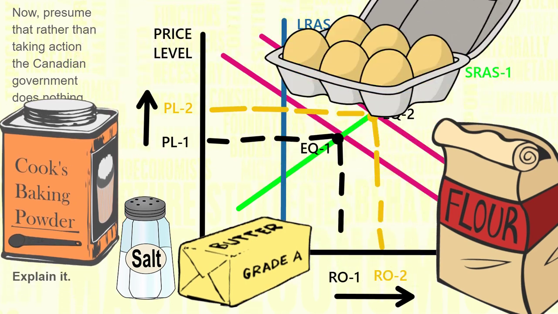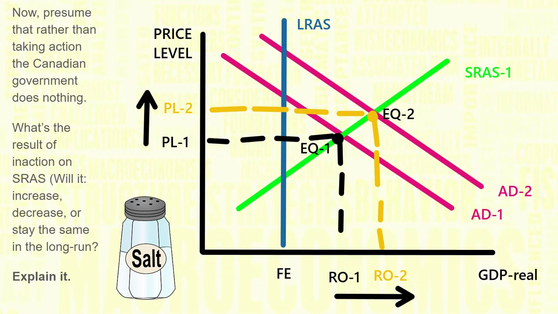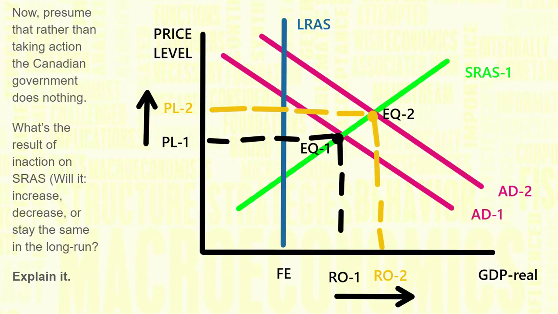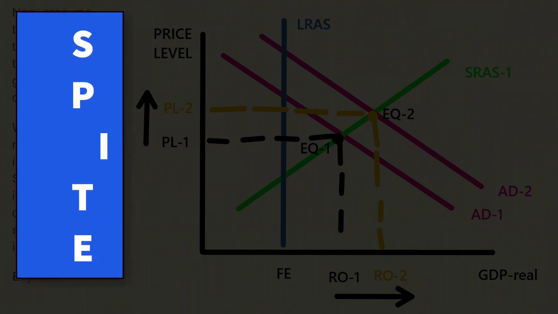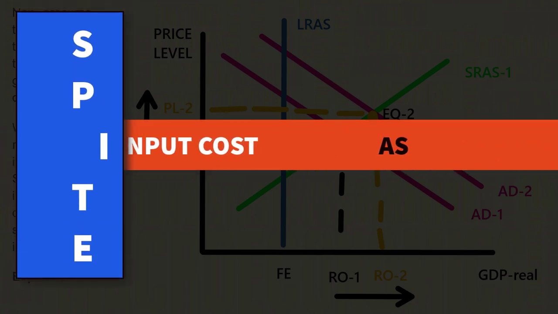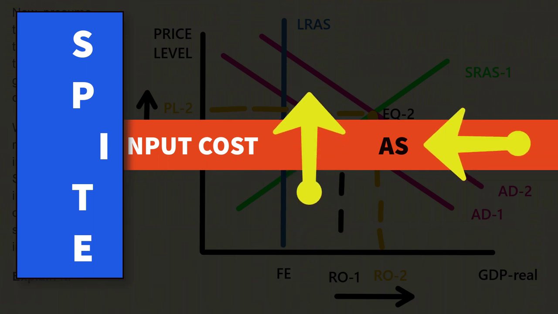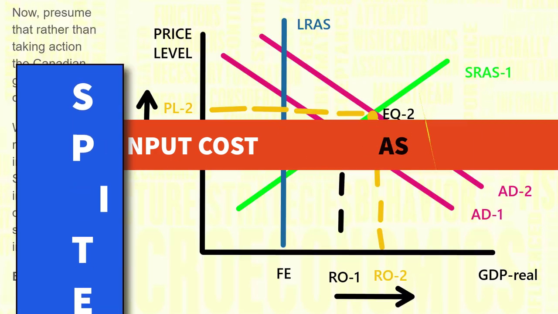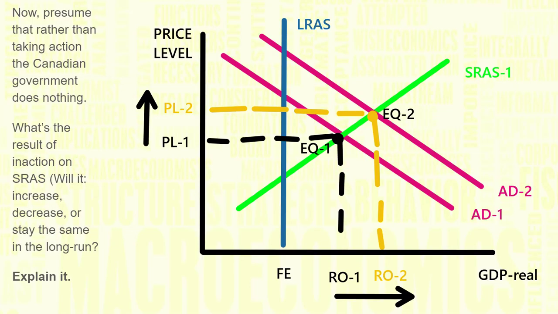Now, recall the primary shifters of the aggregate supply line and the acronym SPITE. What did the I stand for? And what happens to the aggregate supply line when input costs for a country rise? It moves to the left. And that's exactly what will happen here if the government intervenes or not. It'll just be a much longer time horizon for the short-run aggregate supply line to move back naturally onto the long-run aggregate supply line. Here's the nice and neat AP answer.